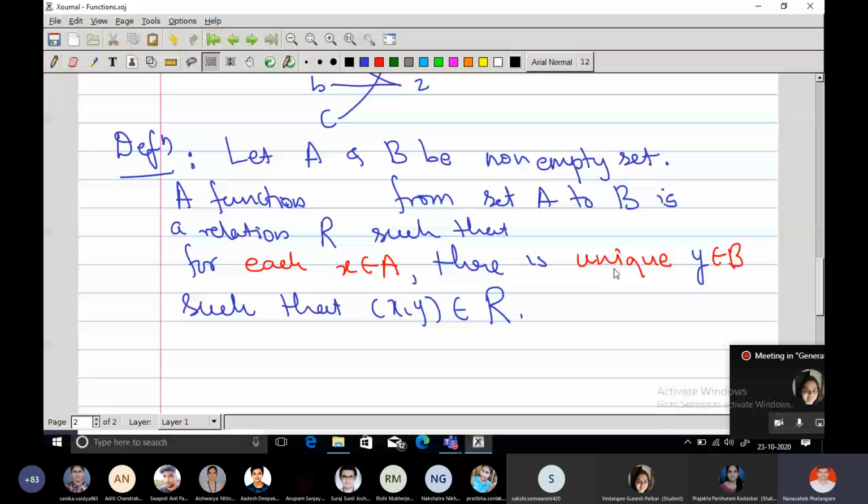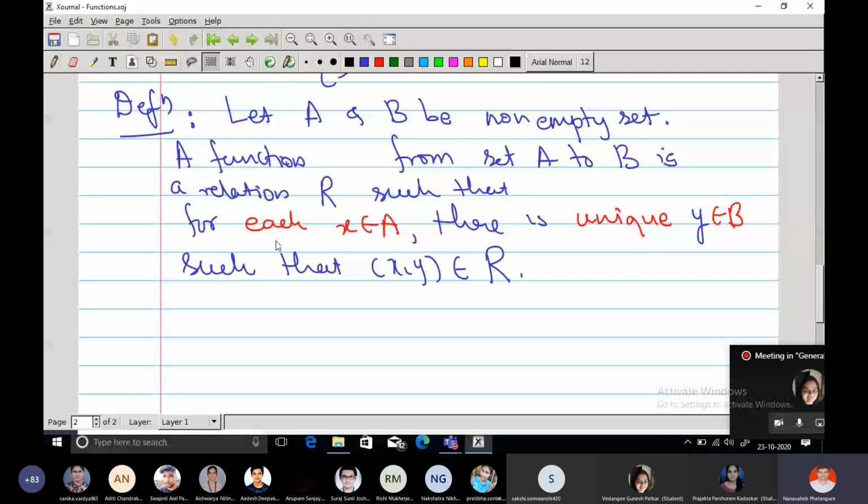That means for every student, for each x, every student is assigned with a unique roll number, or every class is assigned with a unique classroom. Right? It should not happen that some class does not have a classroom or some student does not have a roll number. So these two words, what is the characterization of function? These two words only. For each x, there exists a unique.